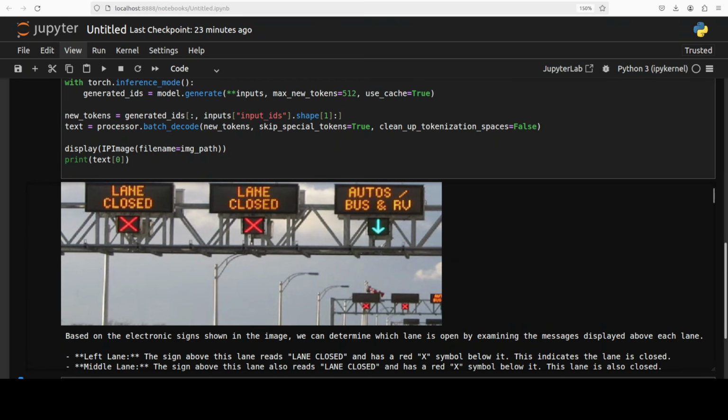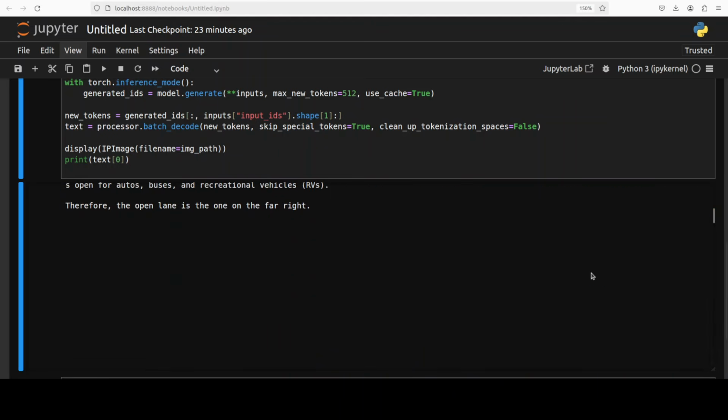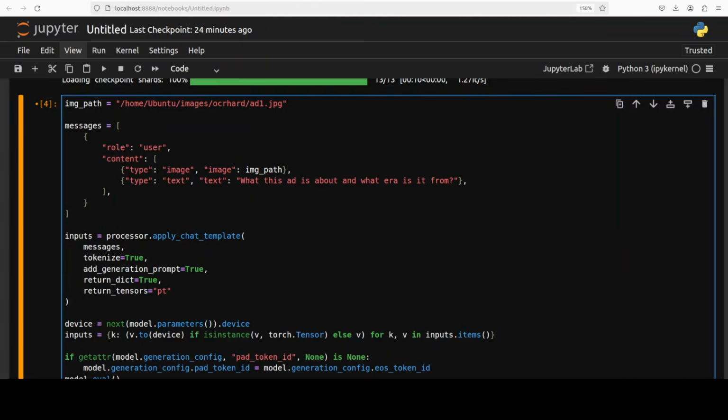I have increased the max new token to 512, and now you can see that it has given me the response, which looks pretty good to me. And left lane, middle, right, and it says open lane is the one on the far right, which is correct. Okay, let's do one more.